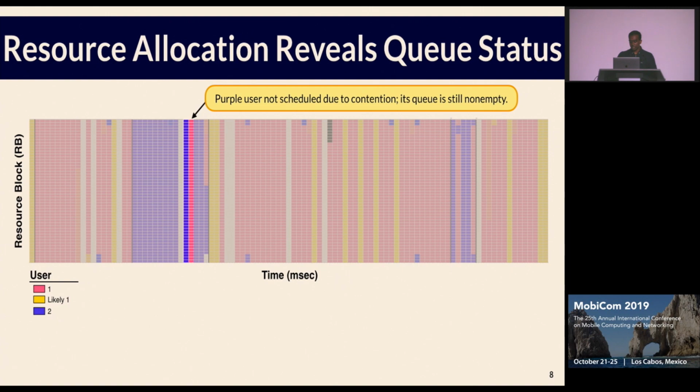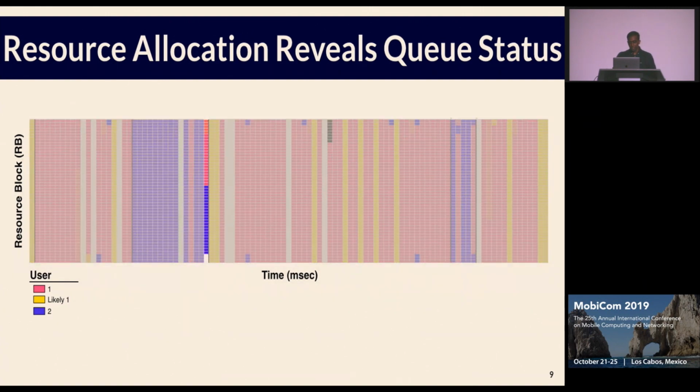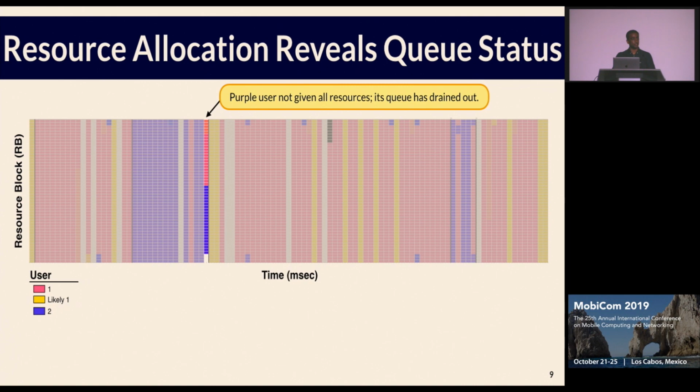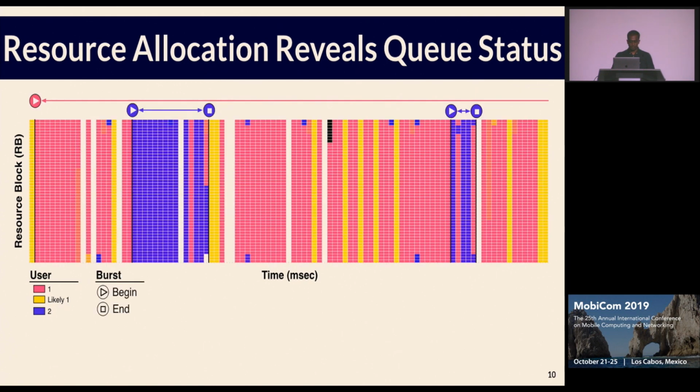Let's keep moving along on this trace. Notice that the pink and purple users were both scheduled in this millisecond. That is an indicator that the scheduler ran out of traffic to give to the purple user, which means that its queue must have drained out. Using these signals for the status of the queues at the base station, BurstTracker identifies the periods of time when the queue is not empty. We call these periods bursts of transmission.